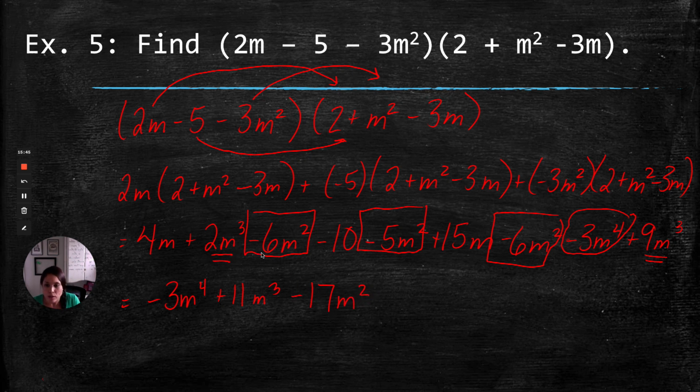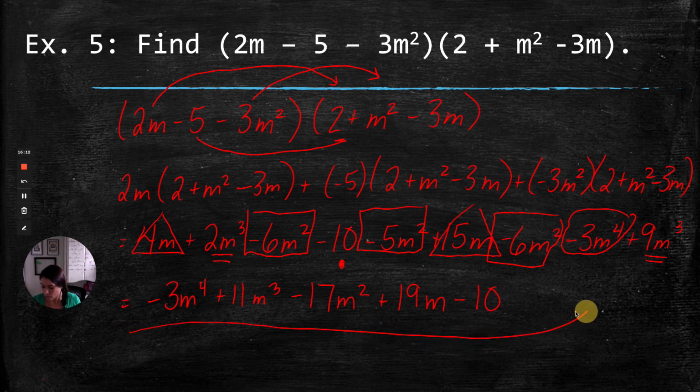And then my next terms I'm going to bring together are, I'm just going to put a triangle, 4m and 15m equals 19m. And then I've got one last digit here. I've got a negative 10 and I've got nothing to add that to, so I'm just going to bring that down. And here is my answer.